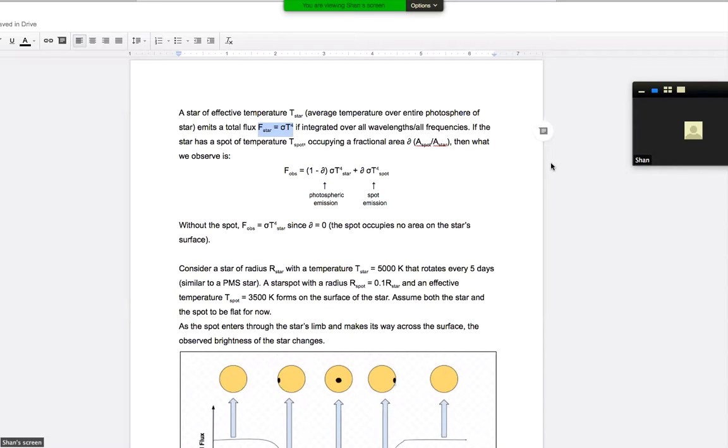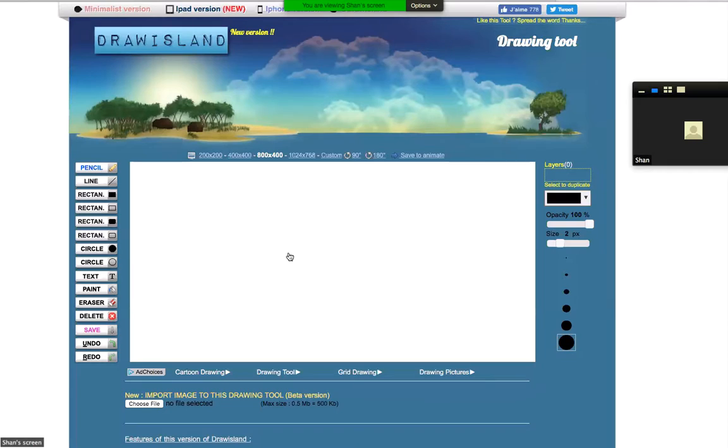If that's the case, then what we should really be seeing for our total flux is this equation over here. It looks pretty complex, but it's not. So let's try to break it down. Let's look at this part: 1 minus delta times sigma T to the fourth power of the star. And this is the photospheric emission. So I'm going to recreate the scenario. Here we have the star, and then here is our sunspot.